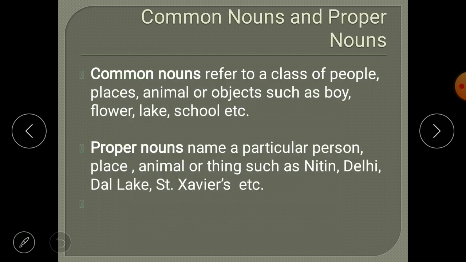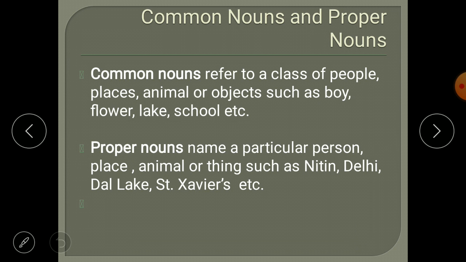Now let's learn about the important kinds of nouns. First are the common nouns and proper nouns. Common nouns are the names given in common to all people, places, or things. Or we can say that common nouns refer to a class of people, places, animals, or objects, such as boy. Boy is the name given commonly to all the boys. We are not talking about a particular boy only. Then flower, all the flowers. That means this is a common noun. Lake, any lake in the world. School, any school in the city or in the world. So all these are common nouns.